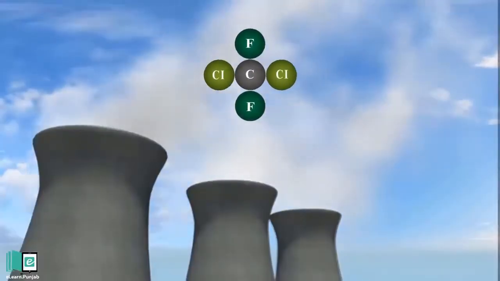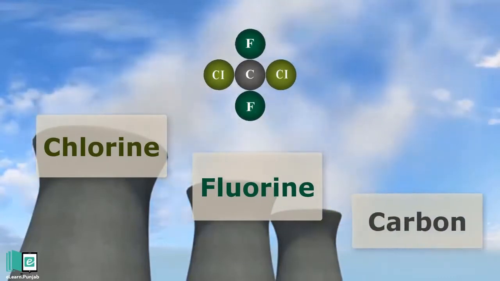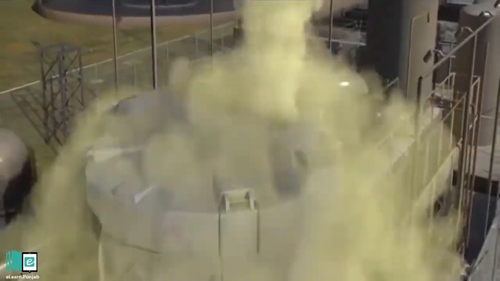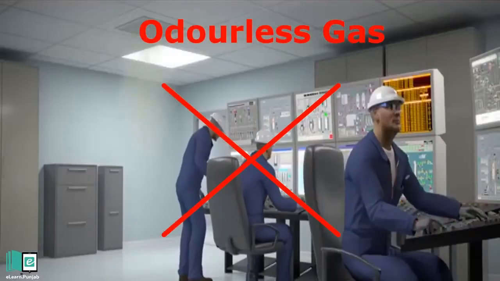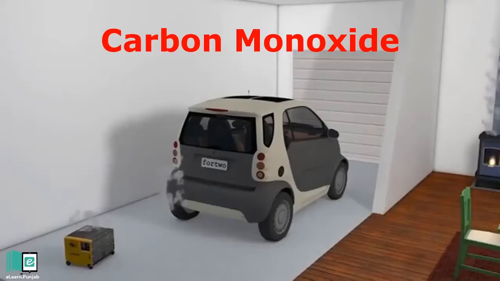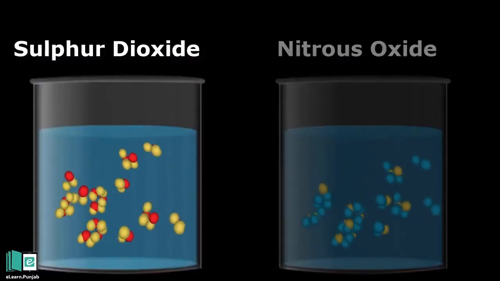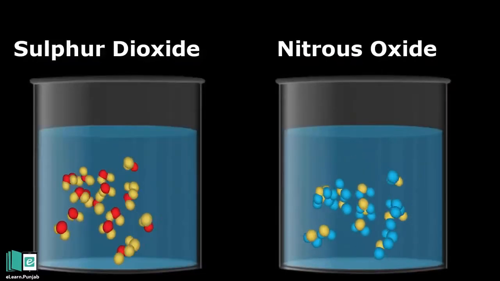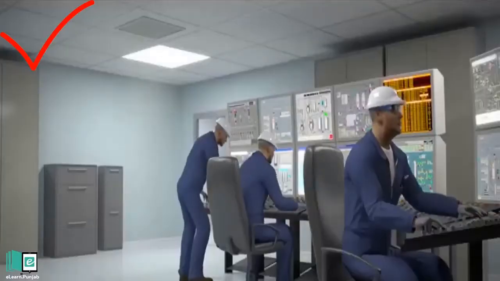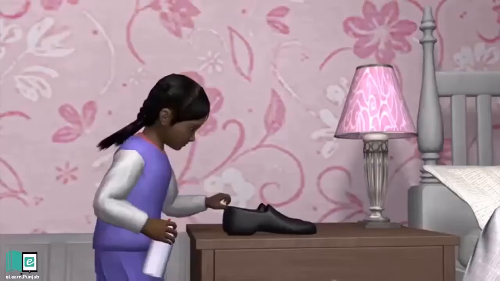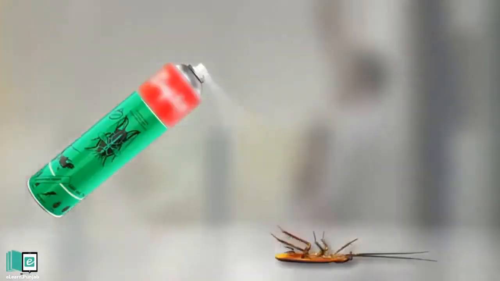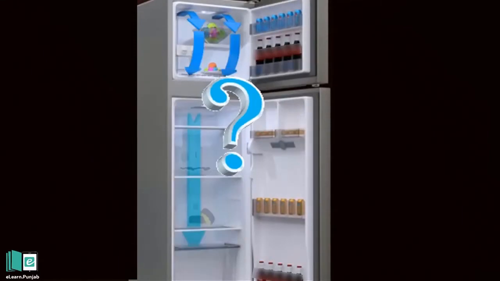Chlorofluorocarbon is a combination of chlorine, fluorine, and carbon. Chlorofluorocarbons are not hazardous gases in the sense that they cause fires. These gases are colorless, like carbon monoxide, as we have already read about them. While sulfur dioxide and nitrous oxides can be smelled when high in concentration. These gases are used in aerosols, any types of spray, paint or pesticide spray that you use at home. And moreover, where are these gases used?